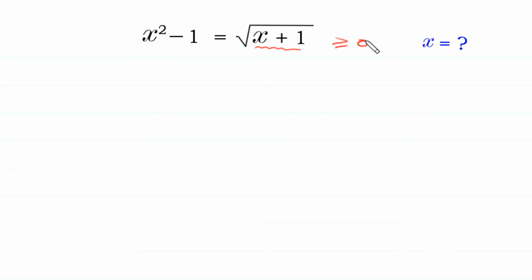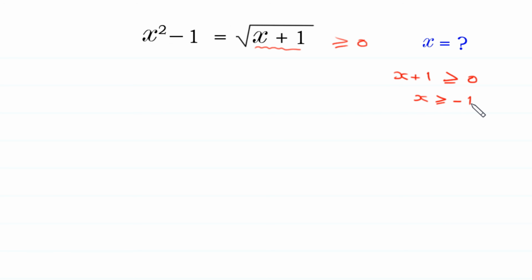Since this expression x plus 1 is under radical sign, this must be greater than or equal to 0. If we move this plus 1 to the right side, then x must be greater than or equal to negative 1.